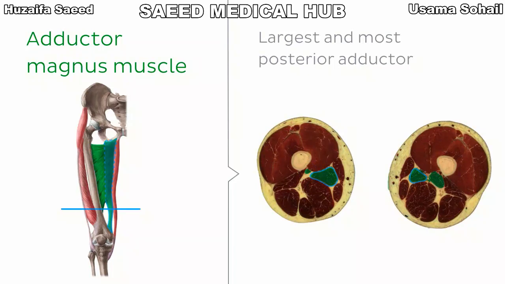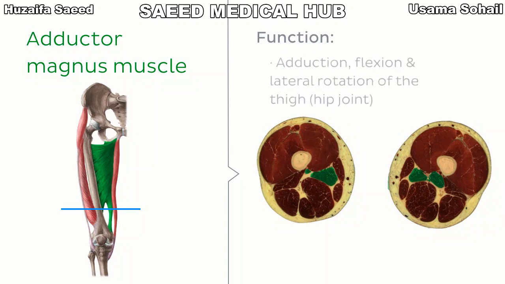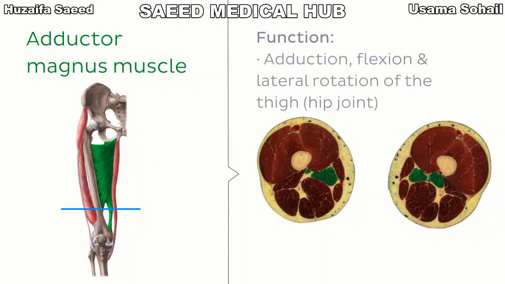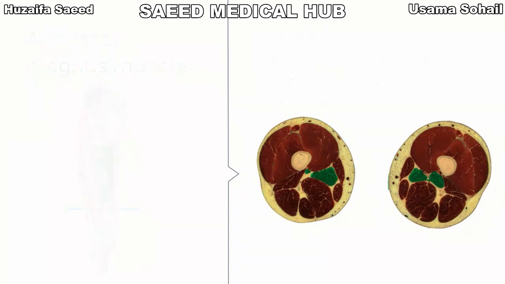The adductor part inserts into the linea aspera of the femur, and we can see the most distal part of this attachment in this cross-section. The hamstring part of the adductor magnus muscle inserts into the medial condyle of the femur. The adductor magnus muscle is mainly involved with adduction, flexion, and lateral rotation of the thigh at the hip joint. We are almost there.